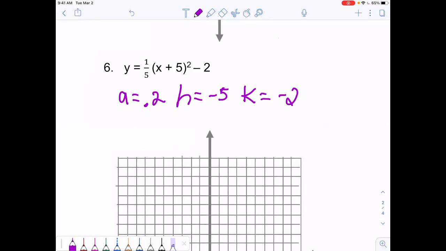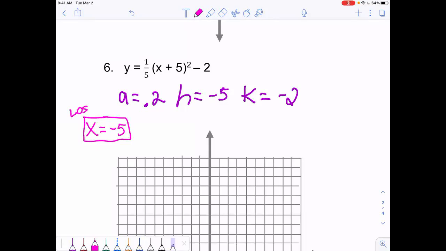Our line of symmetry, our axis of symmetry, is going to be x equals, shout it out if you know it, -5. All right. Again, that's our line of symmetry or axis of symmetry.